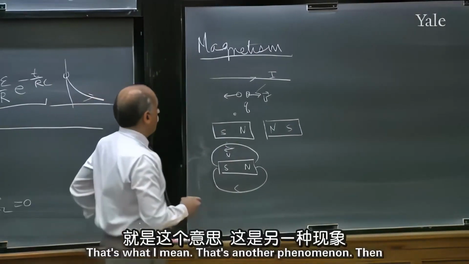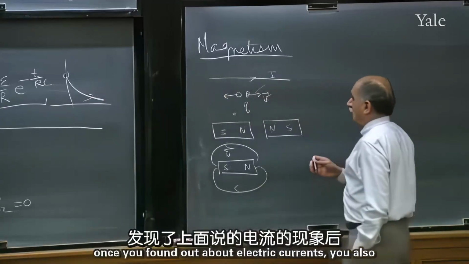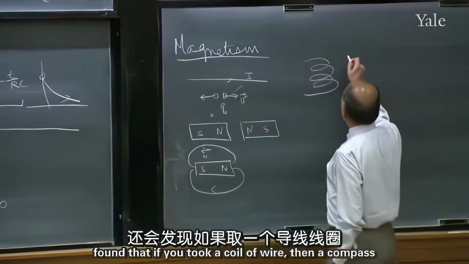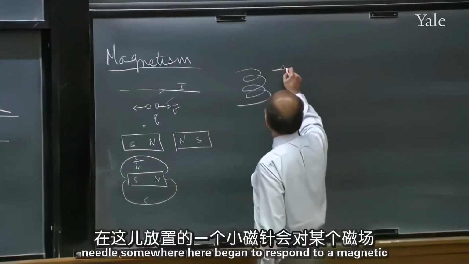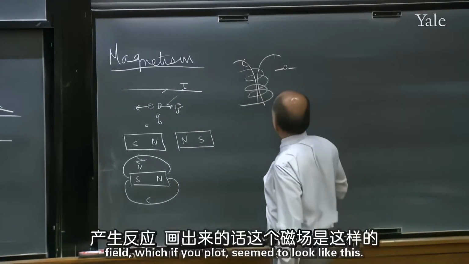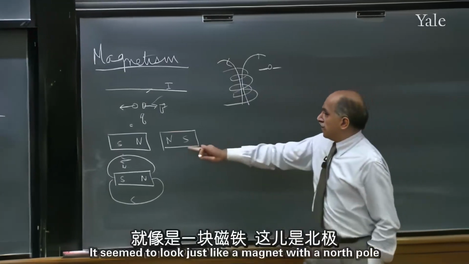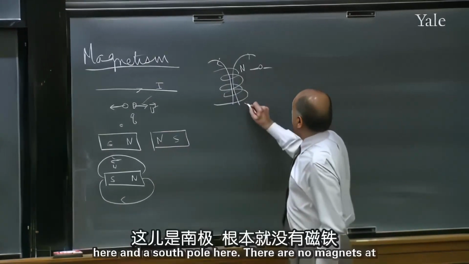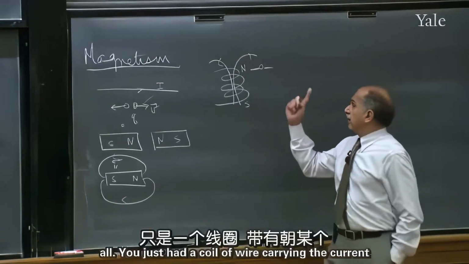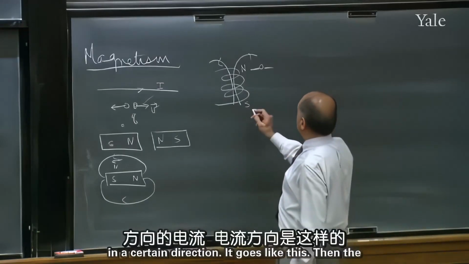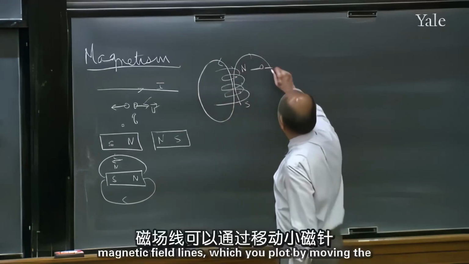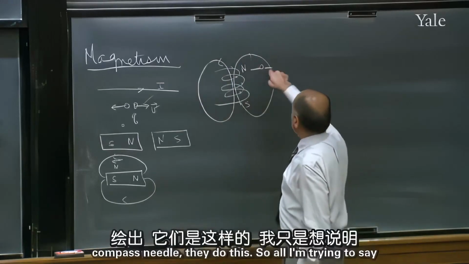That's another phenomenon. Then once you found out about electric currents, you also found that if you took a coil of wire, then a compass needle somewhere here began to respond to a magnetic field, which if you plot, seemed to look like this. Seemed to look just like a magnet with a north pole here and a south pole here. You had no magnets at all. You just had a coil of wire carrying the current in a certain direction. It goes like this. Then the magnetic field lines, which you plot by moving the compass needle, they do this.